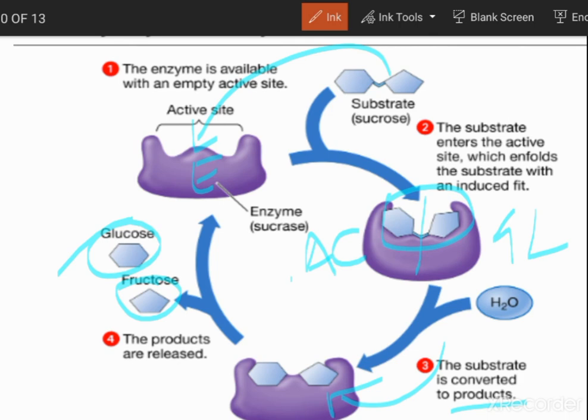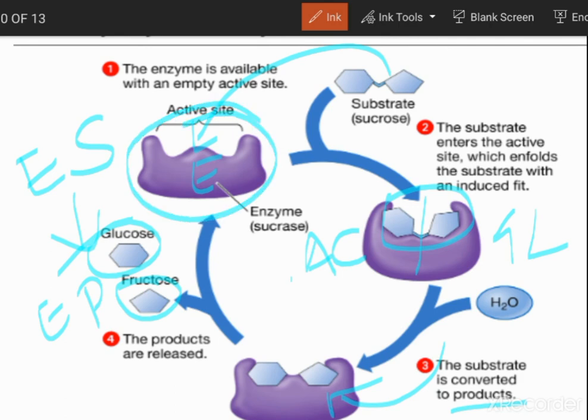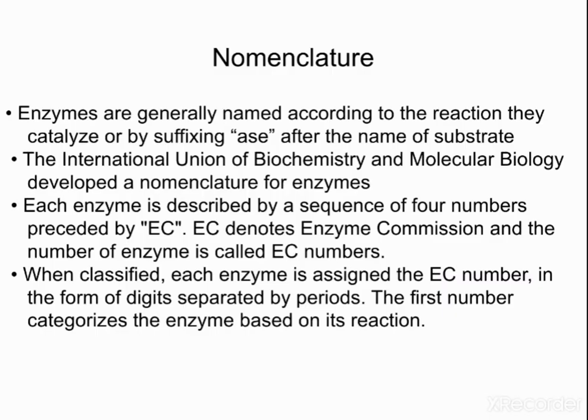It binds here, and then the substrate is catalyzed, the bonds are broken, and it is converted into the product. So at the end of an enzyme-substrate reaction, we get the enzyme as such, and we get the product. The idea here is that at the end of the reaction, the enzyme does not change. It remains as such. I hope it's clear.